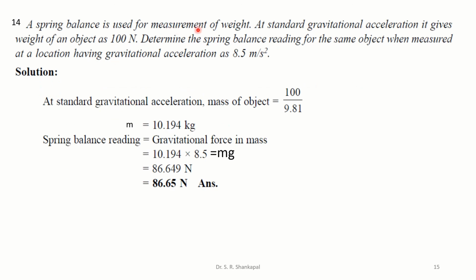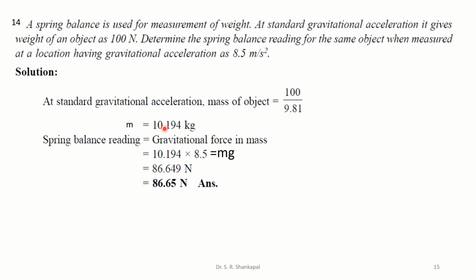A spring balance is used for the measurement of weight. A standard gravitational acceleration gives a weight of an object as 100 Newton. Determine the spring balance reading for the same object when measured at a location having gravitational acceleration of 8.5 meter per second square. At standard gravitational acceleration, what is the mass? W is equal to mg, so m is W by g. W is 100, g is 9.81, so you will get m.